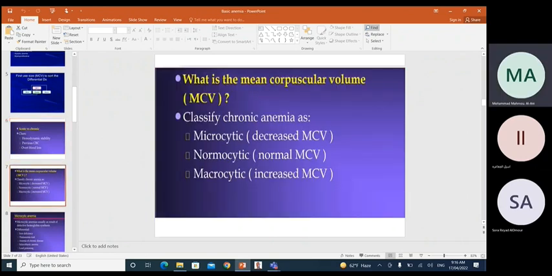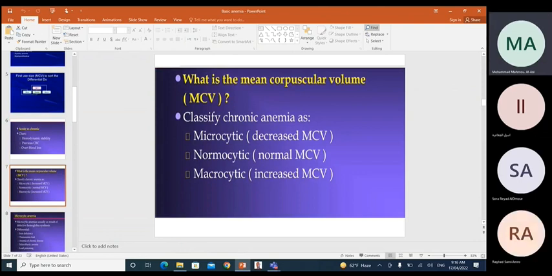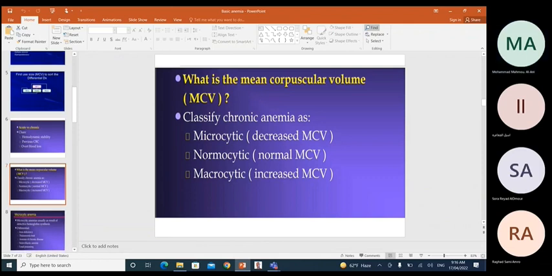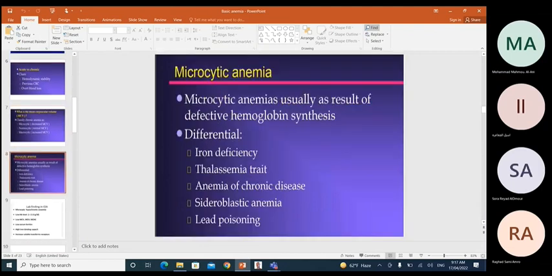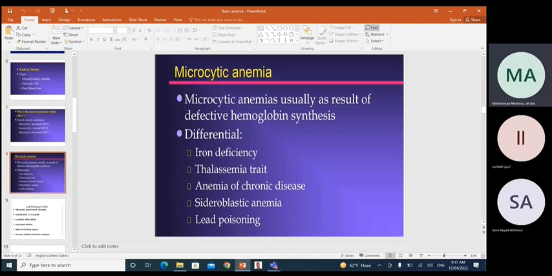What is the mean corpuscular volume? I just mentioned it. It is microcytic when there is decrease in the MCV, normocytic when it is normal, and macrocytic when it is increased. So we take the microcytic anemia when the MCV is small. The causes of microcytic anemia are iron deficiency anemia, thalassemia trait or thalassemia minor, anemia of chronic disease, and usually anemia of chronic disease is normochromic, normocytic, but in about 25% of anemia of chronic disease, it can present with microcytic, sideroblastic anemia, and lead poisoning.